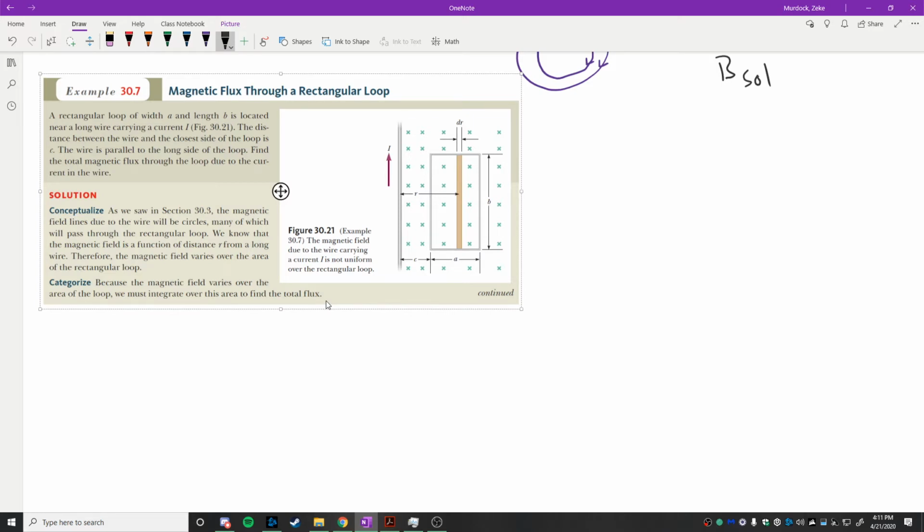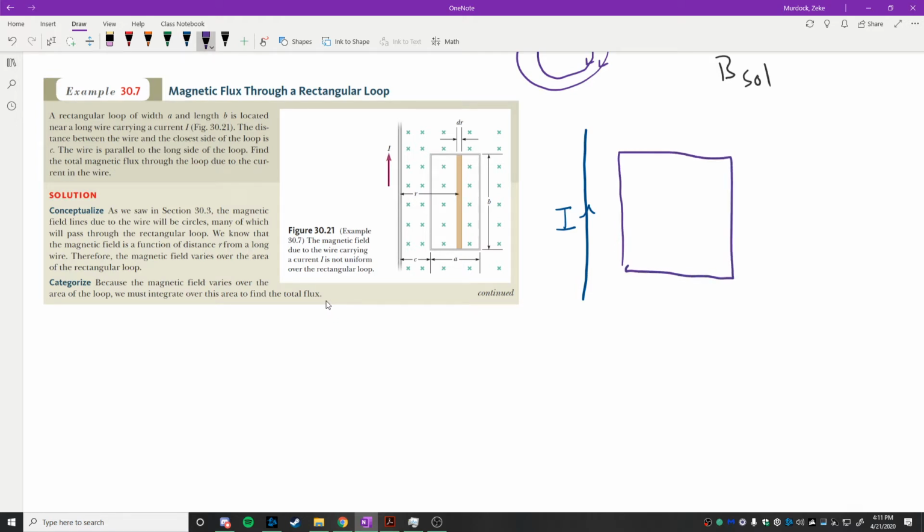The total magnetic flux through this loop, and again, I'll draw the picture. You take a wire, it carries current in this direction. It's a long wire, right? Near this wire, you put a loop. This is our loop. The loop has dimensions B on this side and A on this side. This loop does not have any current in it at all. It's just a loop. It's a box.